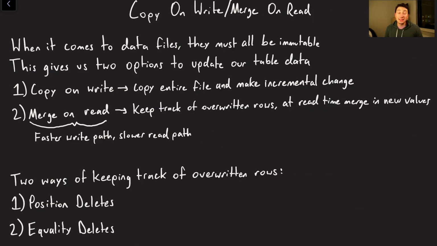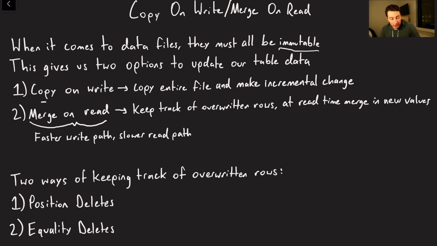But basically, the last topic that I want to cover here is the copy on write versus the merge on read semantics. So when it comes to data files in our Iceberg tables, they should all be immutable. In fact, they have to be immutable. S3 doesn't even support appending files, so assuming you're using S3, which you probably are, it's going to be immutable. If you're using HDFS, I guess in theory you can append files, but in Iceberg tables you can't, so don't do that. Basically, this is going to give us two options to go ahead and update our table data.